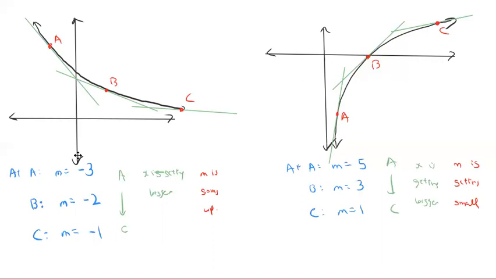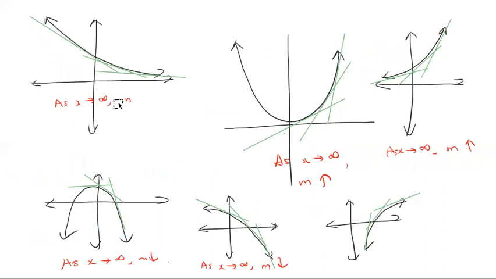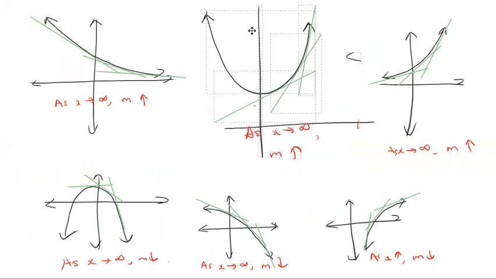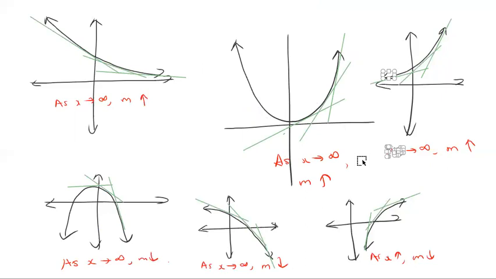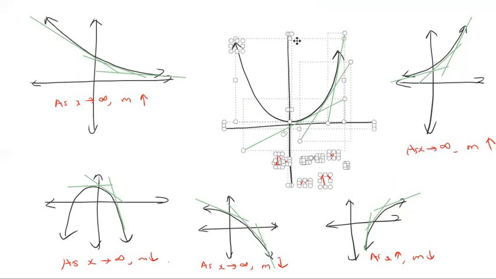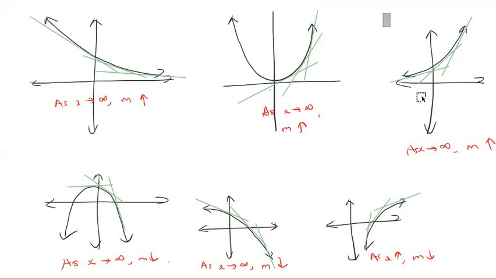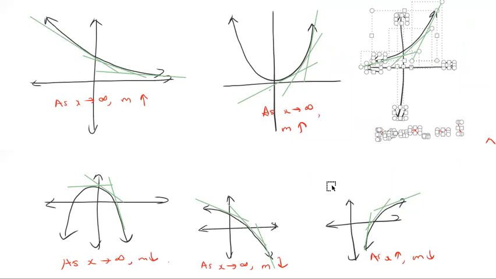So with that clarification in mind, this is M getting bigger. Sorry, that is M getting bigger. And this is, as X goes up, M is getting smaller. And so you might see that in my examples here, all the ones that have M getting bigger are above, and all the ones having M getting smaller are below. So I've got all of those above, and we've got all of these below.